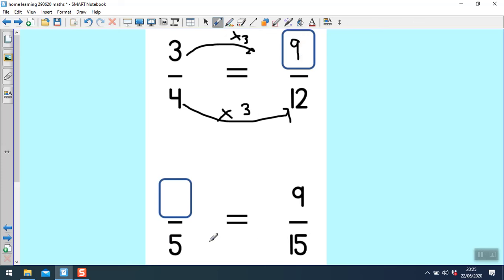But work with the denominators again. 5 multiplied by what equals 15? So multiplied by 3. And I can't work this way, so I've got to work the opposite way. I've got to do the inverse. So 9 divided by 3 equals 3. And just check. 3 times 3 is 9. 5 times 3 is 15.